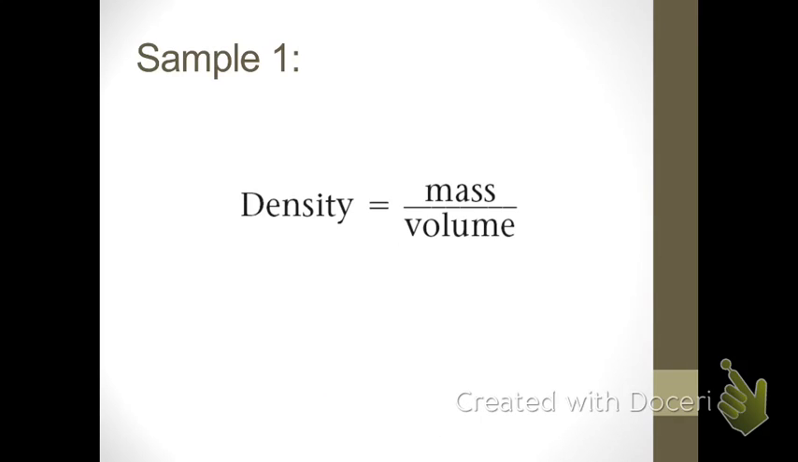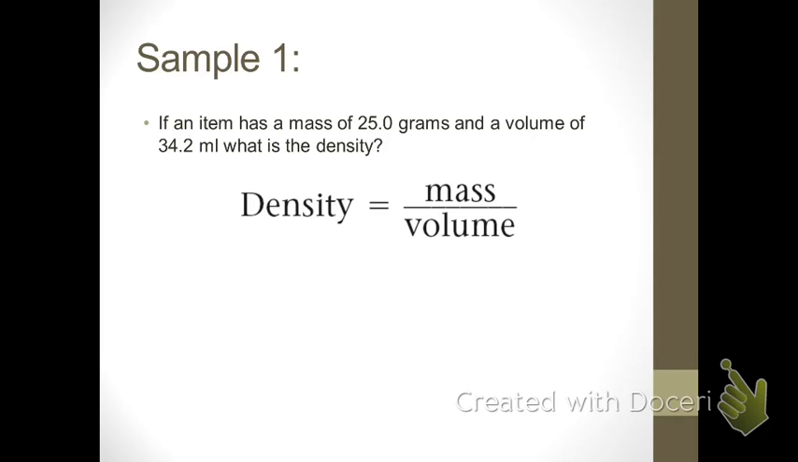Here's a sample problem. Okay, there's our equation, and here's the sample problem. If an item has a mass of 25.0 grams and a volume of 34.2 mL, what's the density? This is our first problem solving in class. Everything that you do problem solving in class, you must show your work. So the way you show your work, you write D equals. The mass is 25.0 grams. Keep the 0 in there, that's important. Your volume is 34.2 mL.